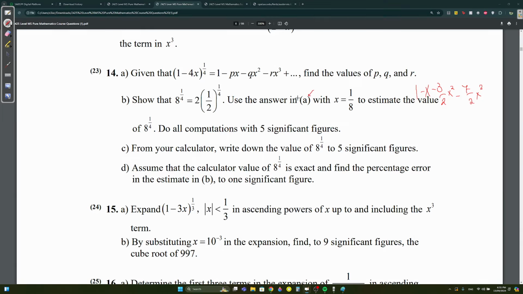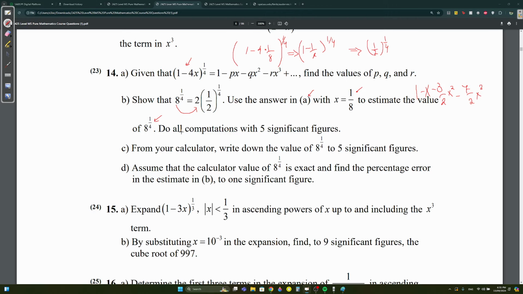They said use the answer in part A with x equals 1 over 8 to estimate the value of 8 to the power of 1 over 4. Now we proved that 8 to the power of 1 over 4 is this. We proved it for a reason. I'll show you why now. They're saying use x equals 1 over 8. So if you go back here, 1 minus 4 times 1 over 8 is 1 minus 1 over 2, which is 1 over 2, to the power of 1 over 4. Let's see, okay?